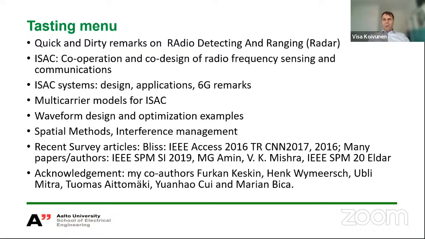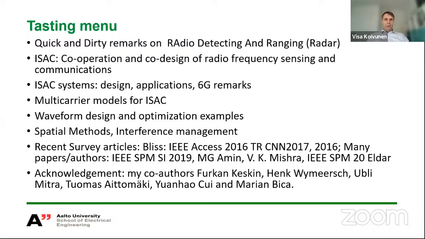There's quite a lot of recent work in this area, and very nice survey articles that you could use as a starting point. Dan Bliss has written quite a few nice papers in this area, and there's a survey paper in IEEE Access. Then there was a special issue of an IEEE magazine in 2019, and we also had a paper there with Vijay Kumar Mishra and Björn Ottersten and others, and also Bones Amin and his team. They've been working on this topic area quite a bit.